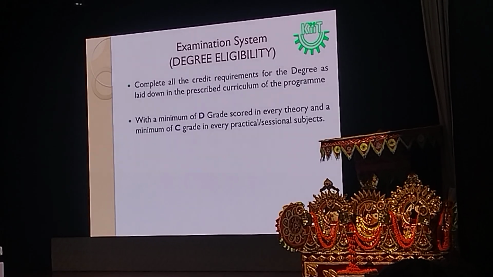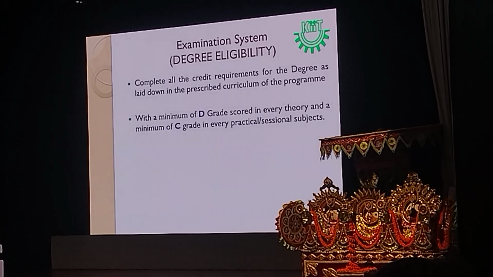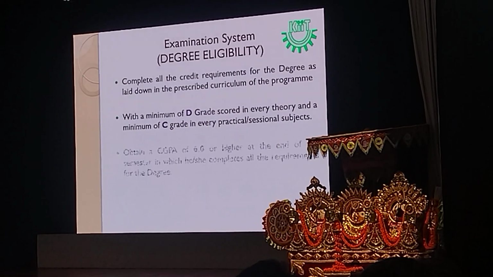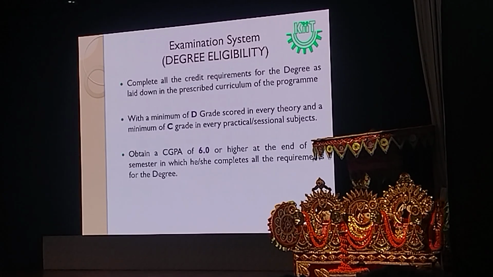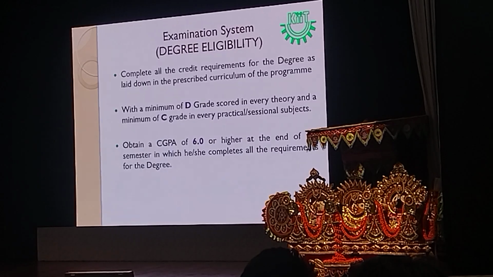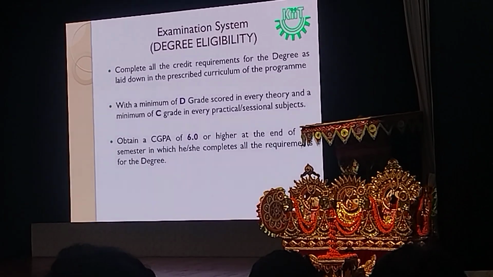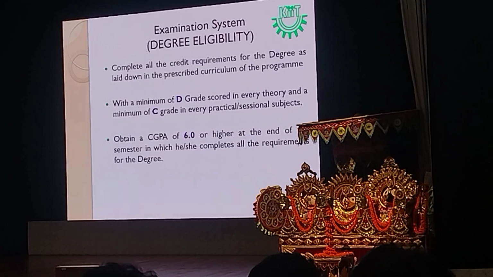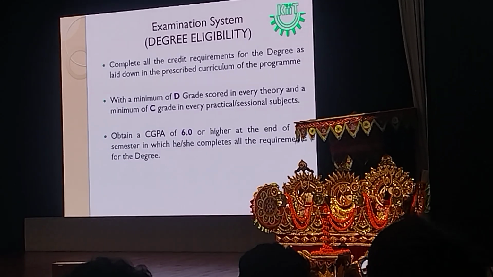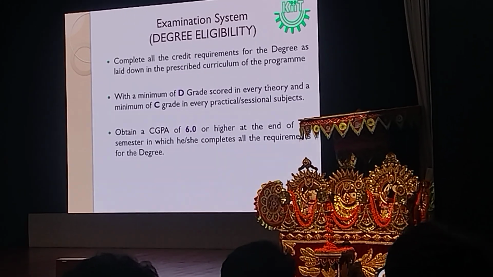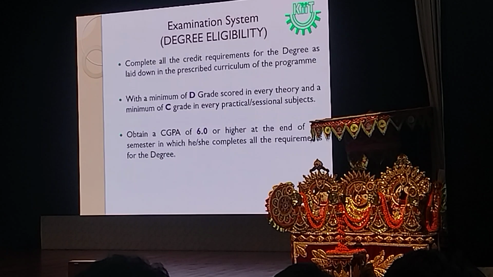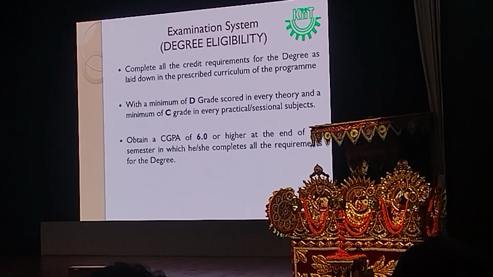Now, degree eligibility, I have already told: complete all the credit requirements of a degree as laid down in the prescribed curriculum or syllabus of the program, with a minimum D grade scored in every theory and minimum C grade in every practical or sessional subject. Then obtain a CGPA of 6.0 or higher. Why is this important? Because if you score D grade in every theory subject and C grade in every laboratory subject, you will have a CGPA of around 5.5. So C grade and D grade are the minimum grades, but you should score better grades so that your CGPA will be at least 6.0.